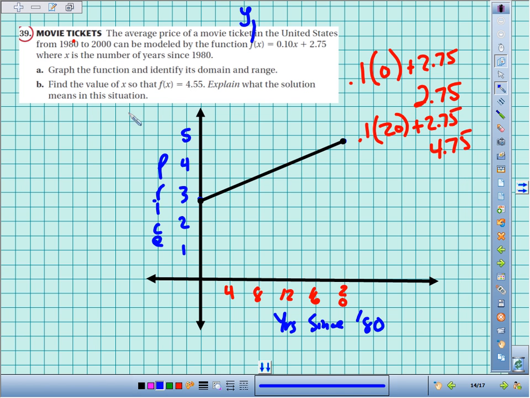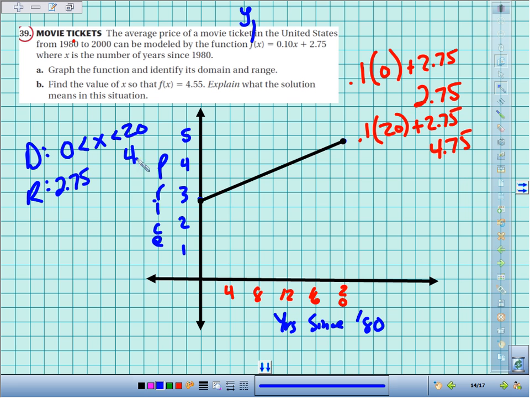The domain we kind of talked about. What can we plug in for x? What years can we plug in? Anything from 1980 to 2000, which equates to any x values from 0 to 20. The range, what comes out as output? Well, the lowest movie ticket was $2.75. The highest ticket was $4.75. And we hit all of the prices between there. So we'd say $2.75 is less than or equal to y, which is less than or equal to $4.75.